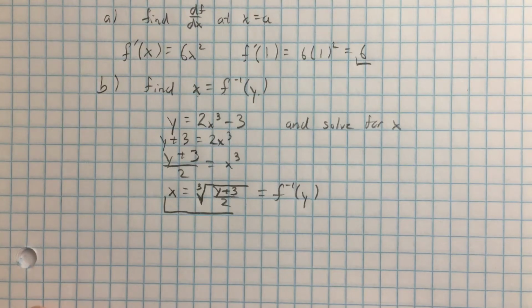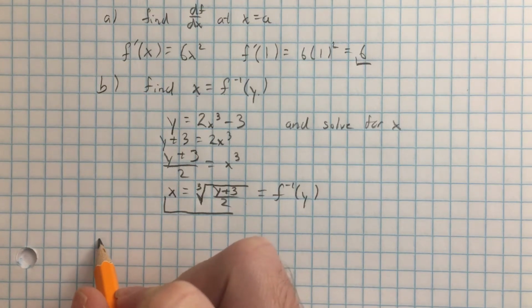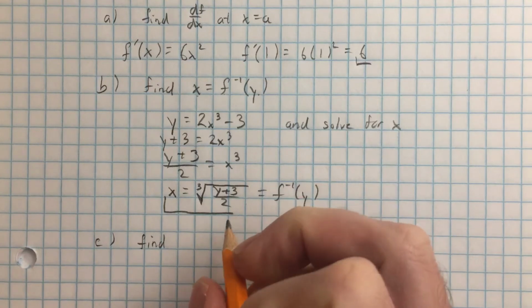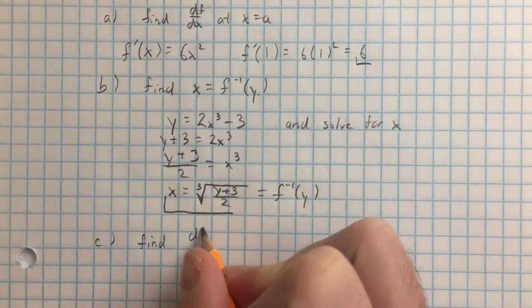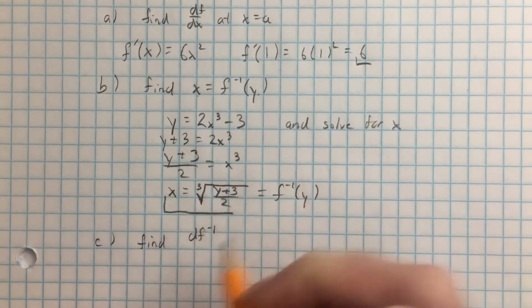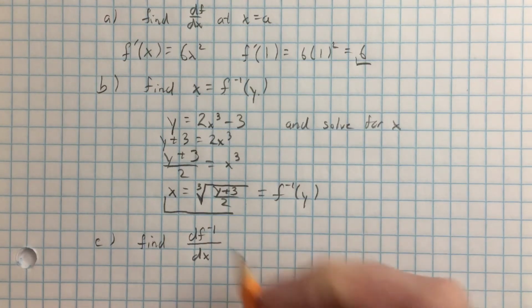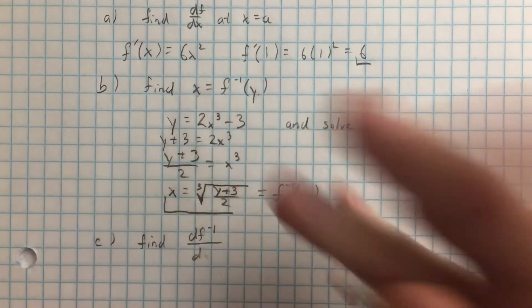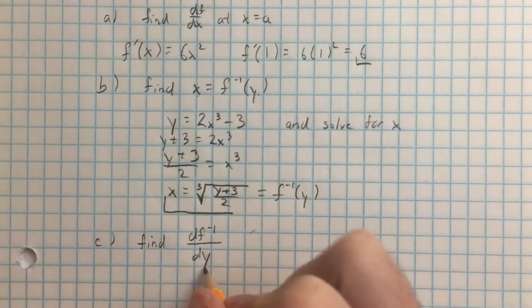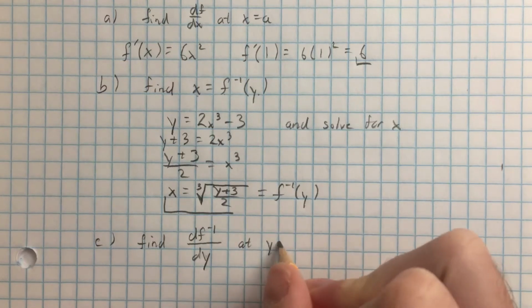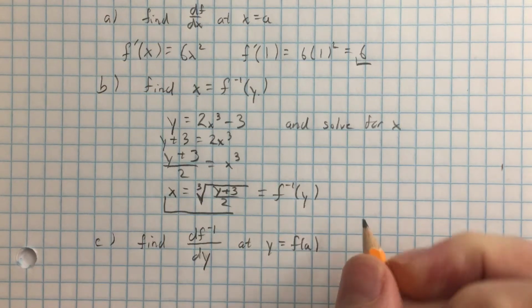Now, we're supposed to use part B to find the derivative. So part C, find the derivative of the inverse we just constructed. Sorry, the variable is y, at y equals f of a.